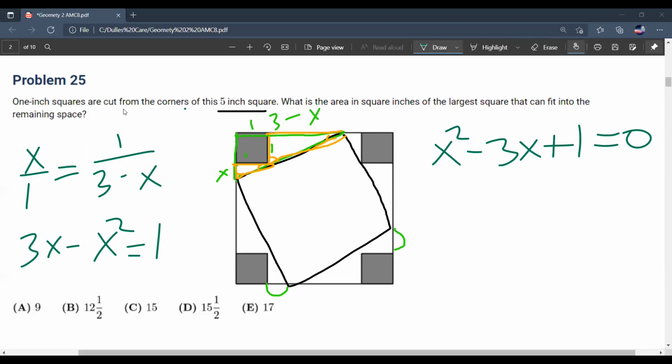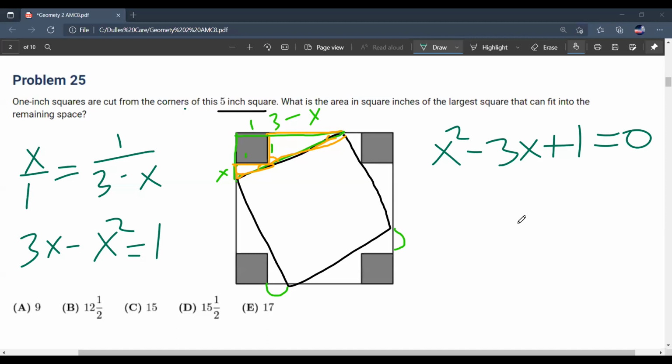And then we can find x, and then we can either find this area, or we can find this area, and then we're basically done, right? So now all I have to do is solve for x.